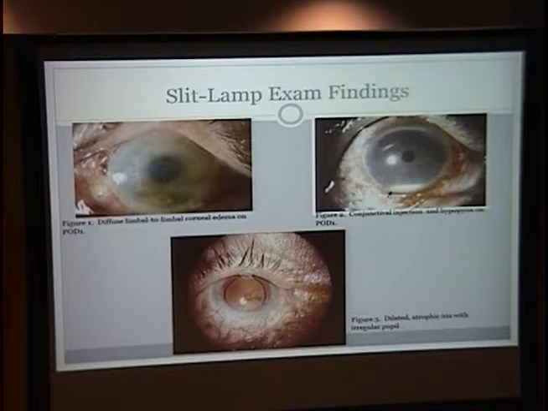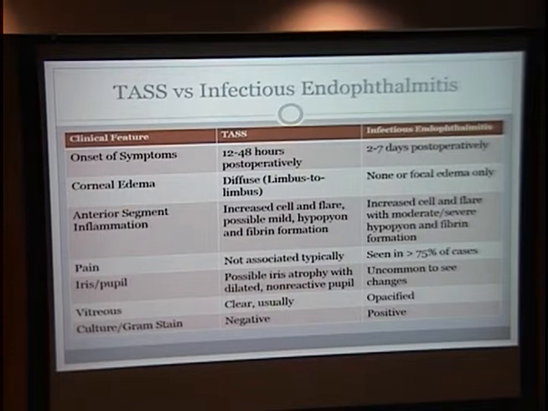And this last picture is a picture of a severe case of TASS in which there is iris atrophy with a fixed, dilated, irregularly shaped pupil and iris stroma defect, allowing for transillumination of the iris. It's difficult to see here, but the haptics are able to be visualized through the iris. So one of the distinguishing diagnoses that is very important to rule out when thinking of TASS is infectious endophthalmitis.